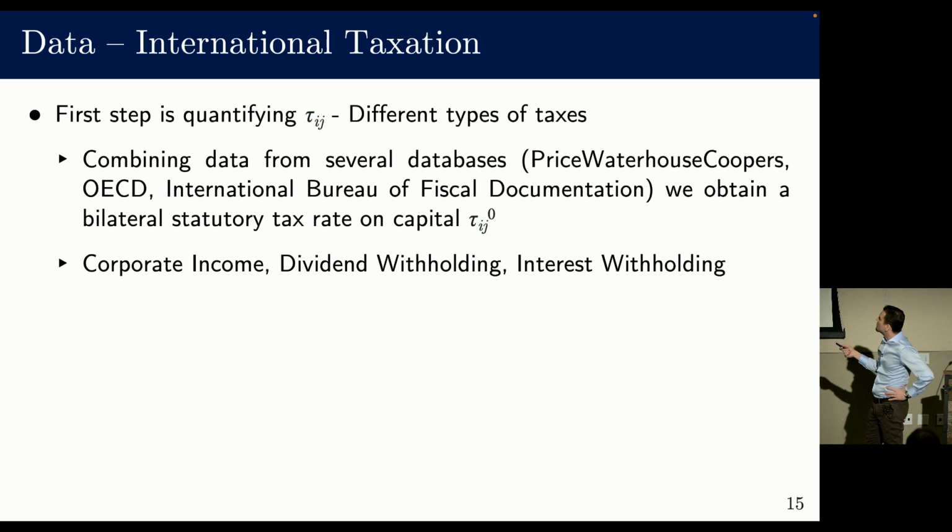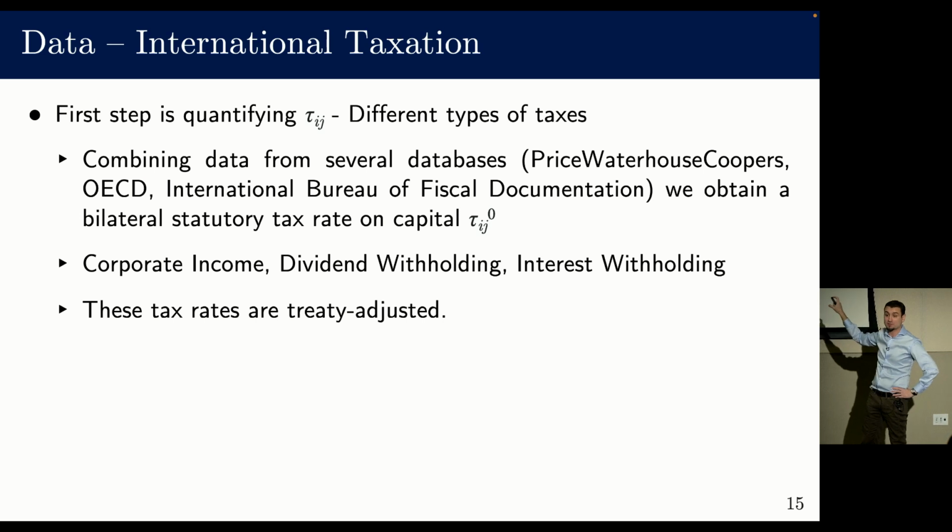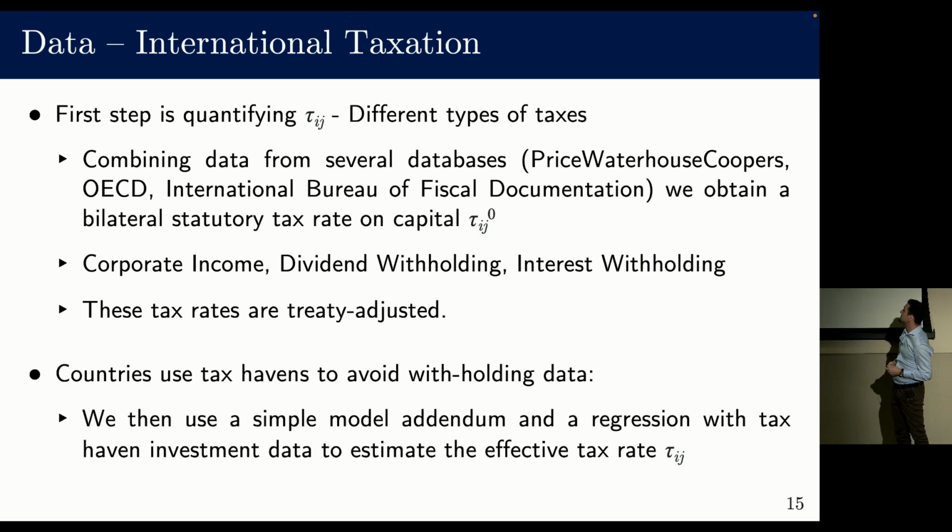Long story short, we end up with an estimate that we call tau ij0 of the statutory bilateral tax rate on capital. What goes into this estimate? Basically, corporate income taxes, dividend withholding taxes, and interest withholding taxes. Mind you, these estimates, tau ij0, are adjusted for tax treaties, okay? So basically, in computing this, we take into account whether there is a tax treaty between I and J that reduces the withholding tax rate on interest and dividends.